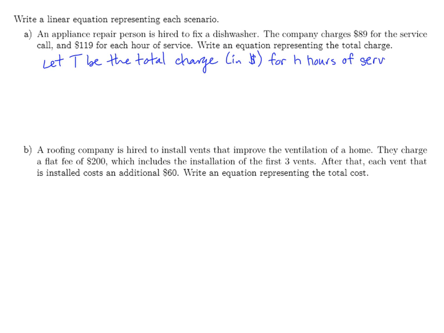And the variable letters that I choose, I have a lot of options there. I could choose X and Y if I wanted. Here I've chosen letters that indicate which variable I'm referring to. So I've chosen T for total charge and H for hours.